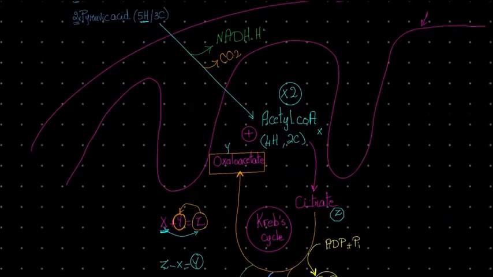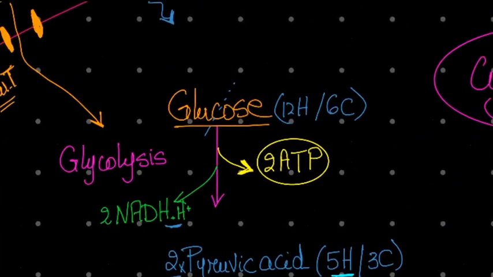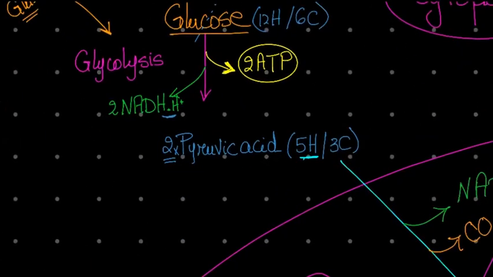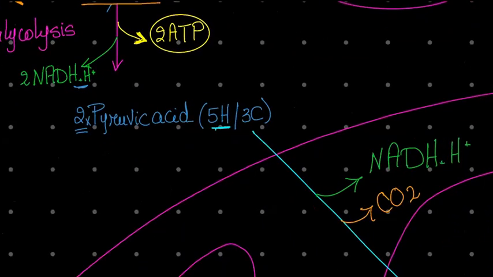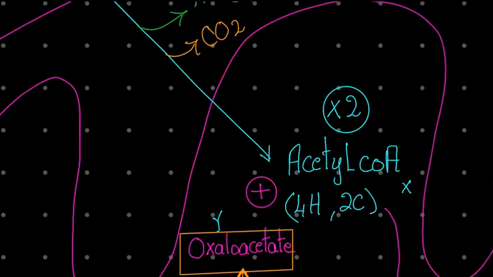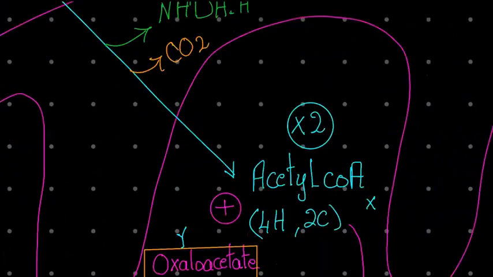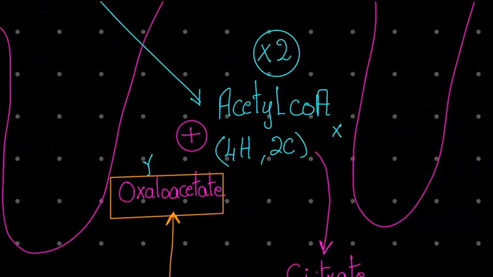Again, where did you get those 4 hydrogens? Remember, glucose did have 12. You've lost 2. Each pyruvate is going to have 5. When you transform the pyruvate into acetyl-CoA, you're going to be losing 1. So now in each acetyl-CoA, you have 4 hydrogens remaining and 2 carbons.